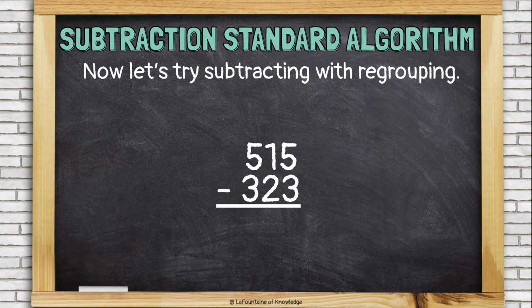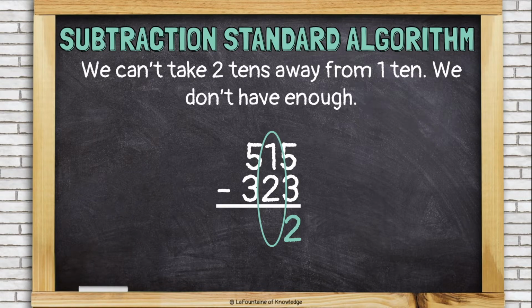Now let's try subtracting with regrouping. I have 515 minus 323 lined up and ready to subtract. Let's subtract the ones place first. 5 minus 3 is 2. 1 minus 2. I can't do that. I can't take 2 tens away if I only have 1 ten. So I need to regroup or borrow.